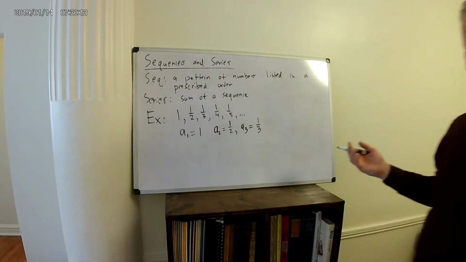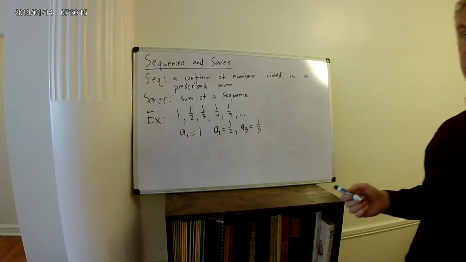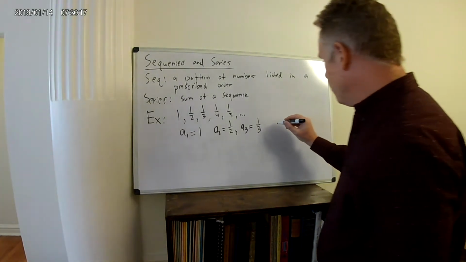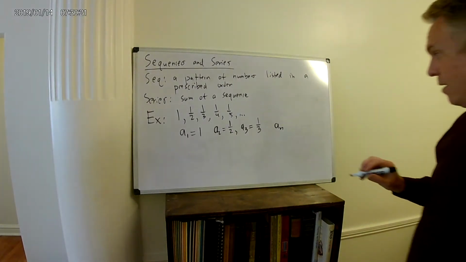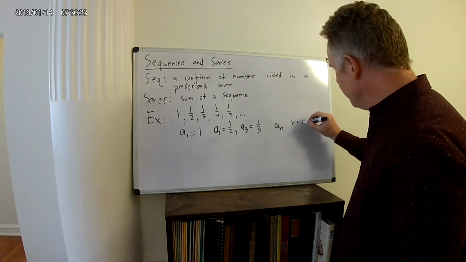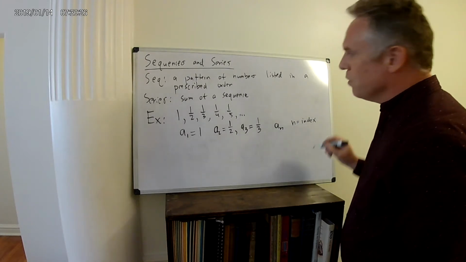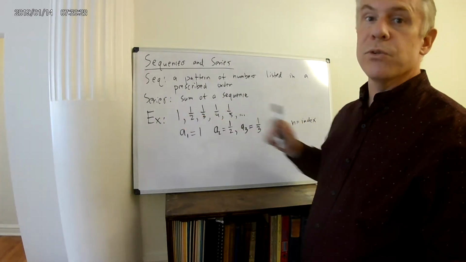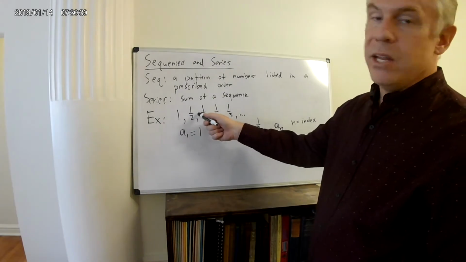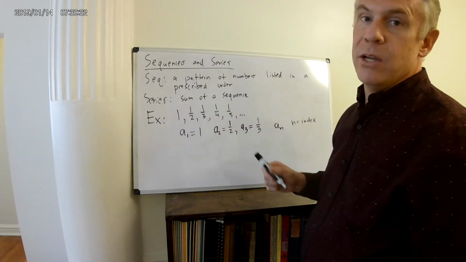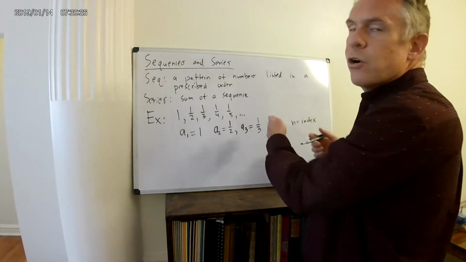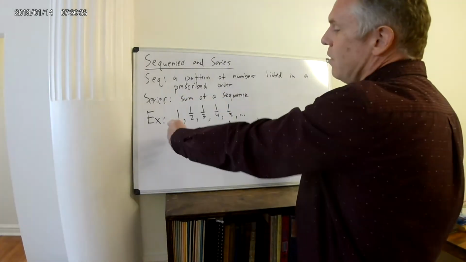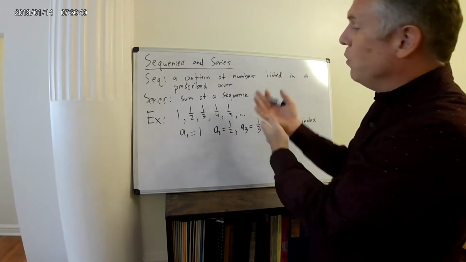You could write out each one of these terms. You could label each one of these terms. Often we refer to the nth term. The nth term is referred to as A subscript n. And n here is called an index. So for instance, for the first term, n equals 1. For the second term, n equals 2. For the third term, n equals 3, and so on. So n is an index that basically labels which term you're talking about. And then A sub n tells you the value of the nth term.